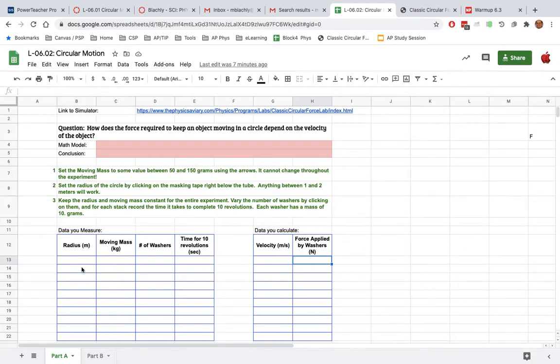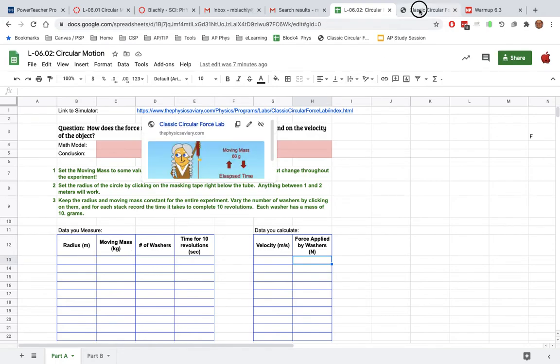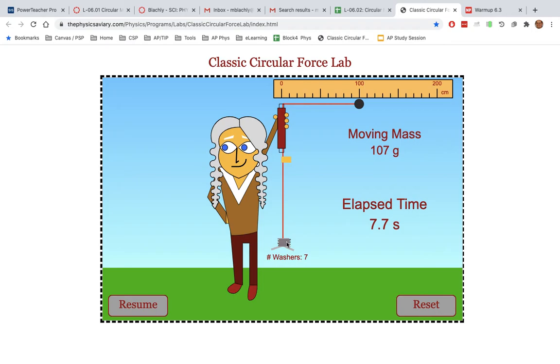Then you will change the number of washers. Do not change the radius or the moving mass in this first experiment. Just change the number of washers, and the way you do that is you click on the number of washers and it adds some more. Oops, you got to hit reset, I'm sorry. Once you're there, now you can change the number of washers. The radius will stay the same, the moving mass will stay the same, and now you can spin it again, and this time you've got to go faster in order to balance all the weight hanging down here. And do it 10 times and record that.